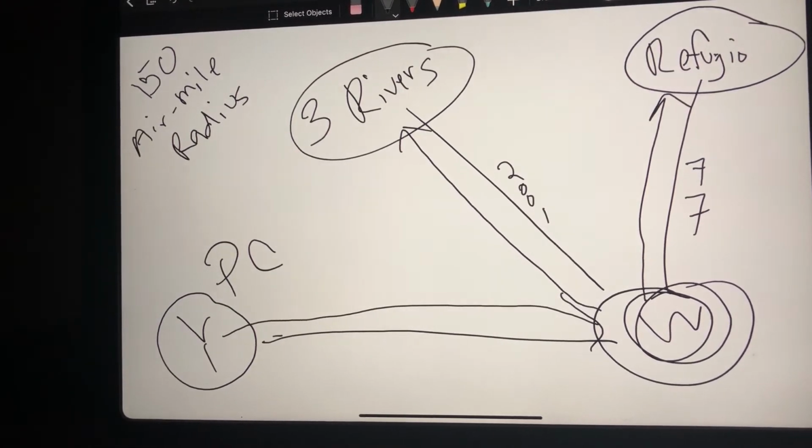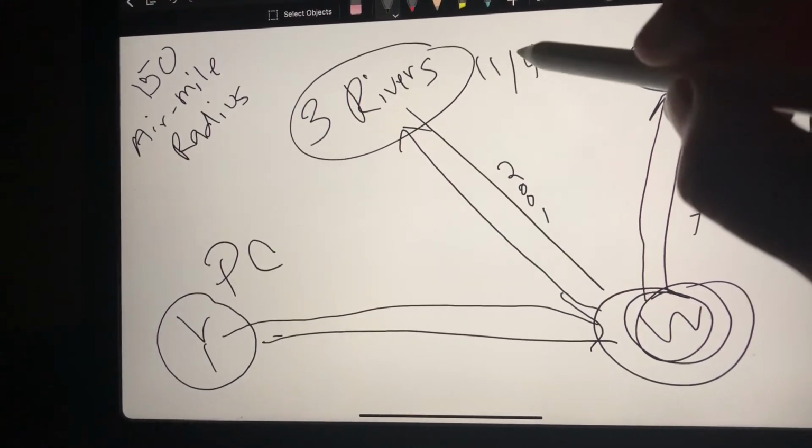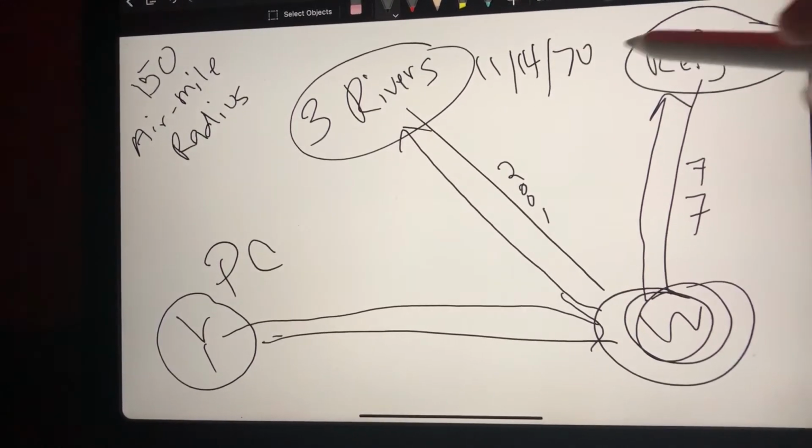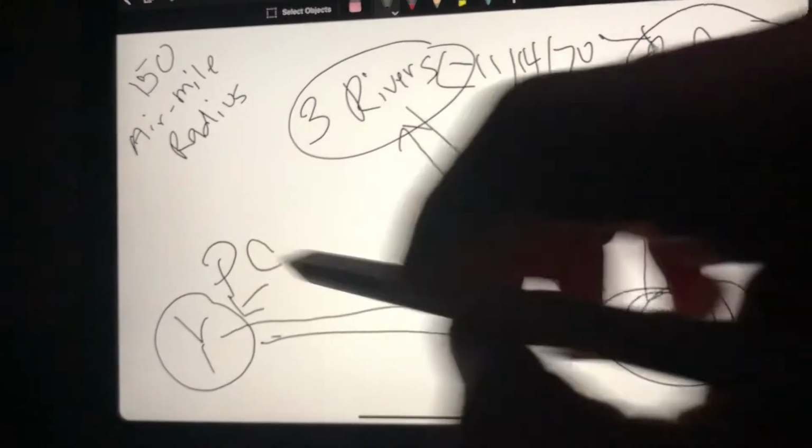Once you get to Refugio and Three Rivers, that's before you exit those two towns. Then that's where you will activate your hours of service. And that's when your 11, 14, and 70 hour begins. Okay, not here.